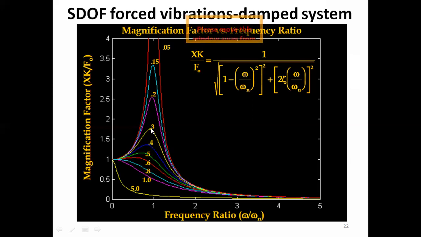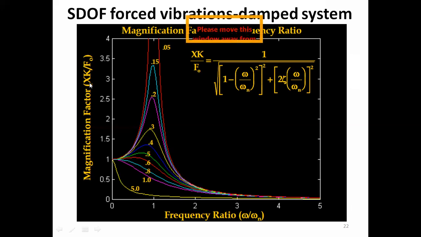Depending upon what? Depending upon the damping ratio, or the actual damping in the system. Also, if you look here, in the region where the frequency ratio is less than 1, or the frequency of excitation is less than the natural frequency of the system, all these lines are converging where the magnification is 1.